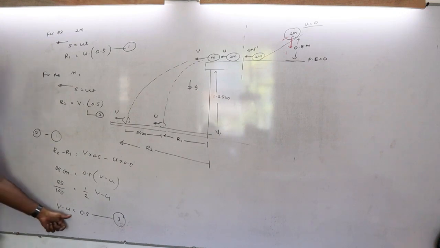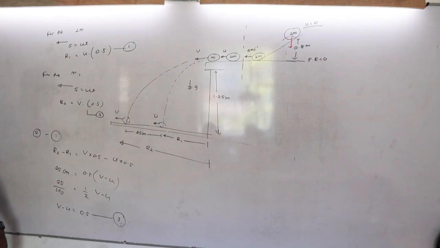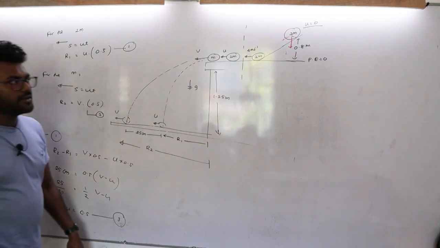Still we can't find out the u and v, but we should find it out. We have two unknowns but one equation. If you could have another equation, we could find the u and v, right? How can we find out another equation?